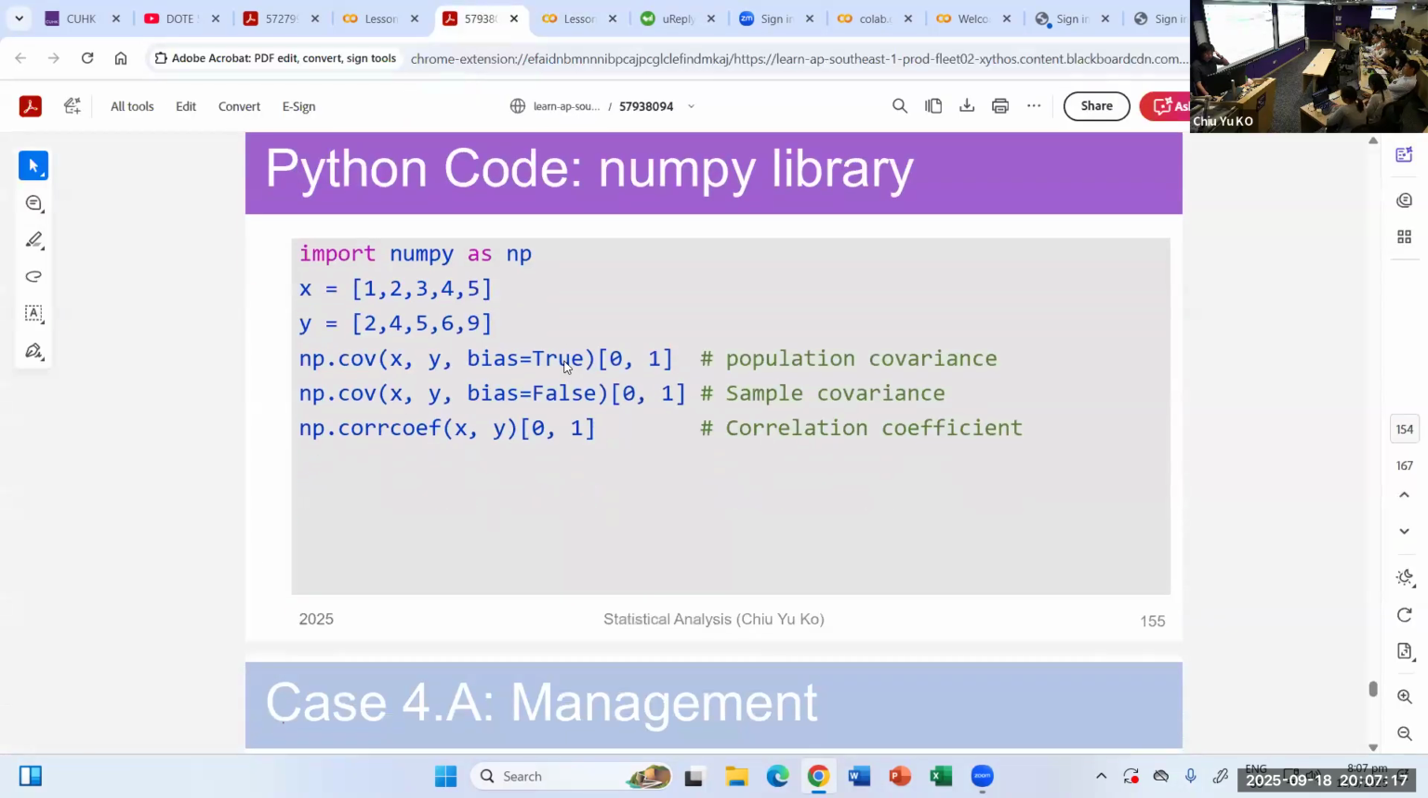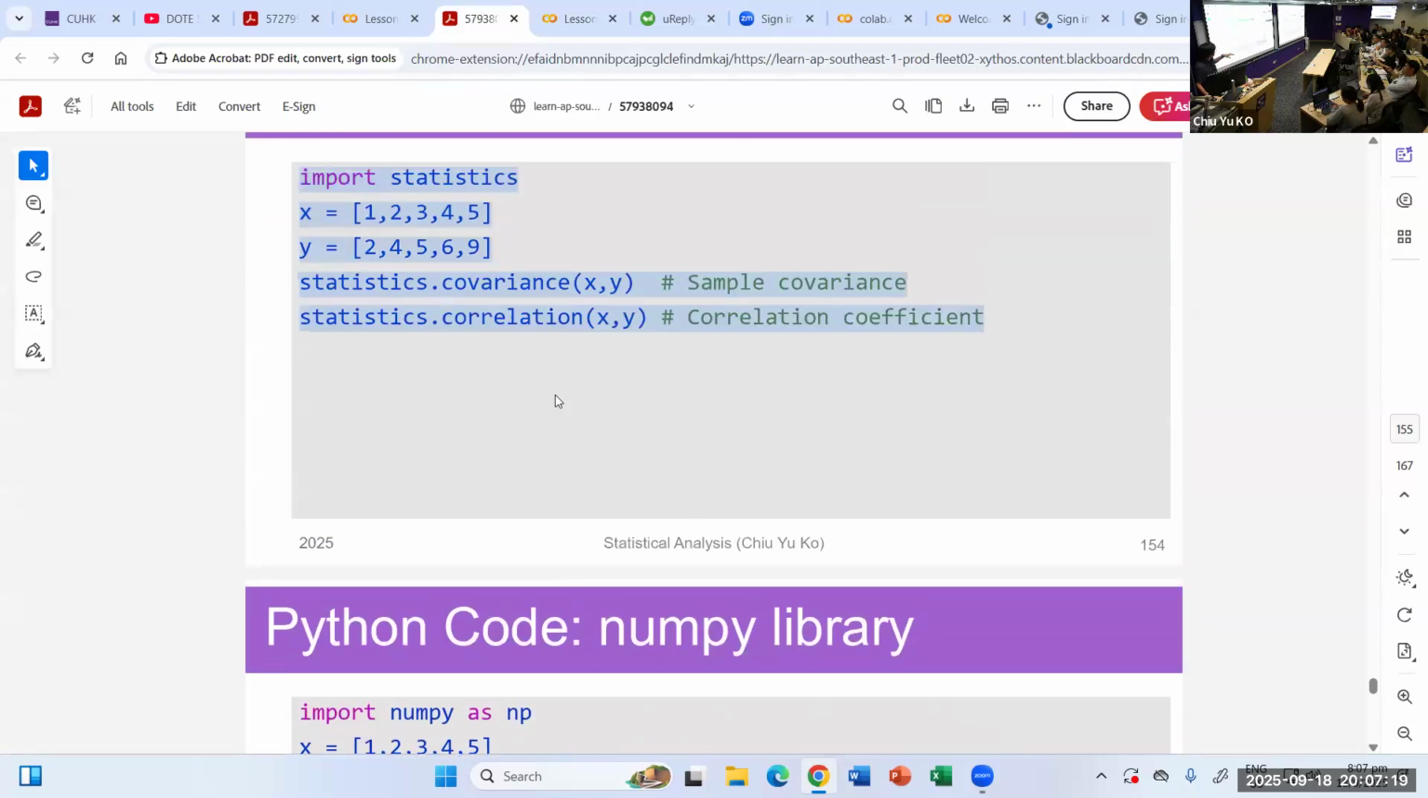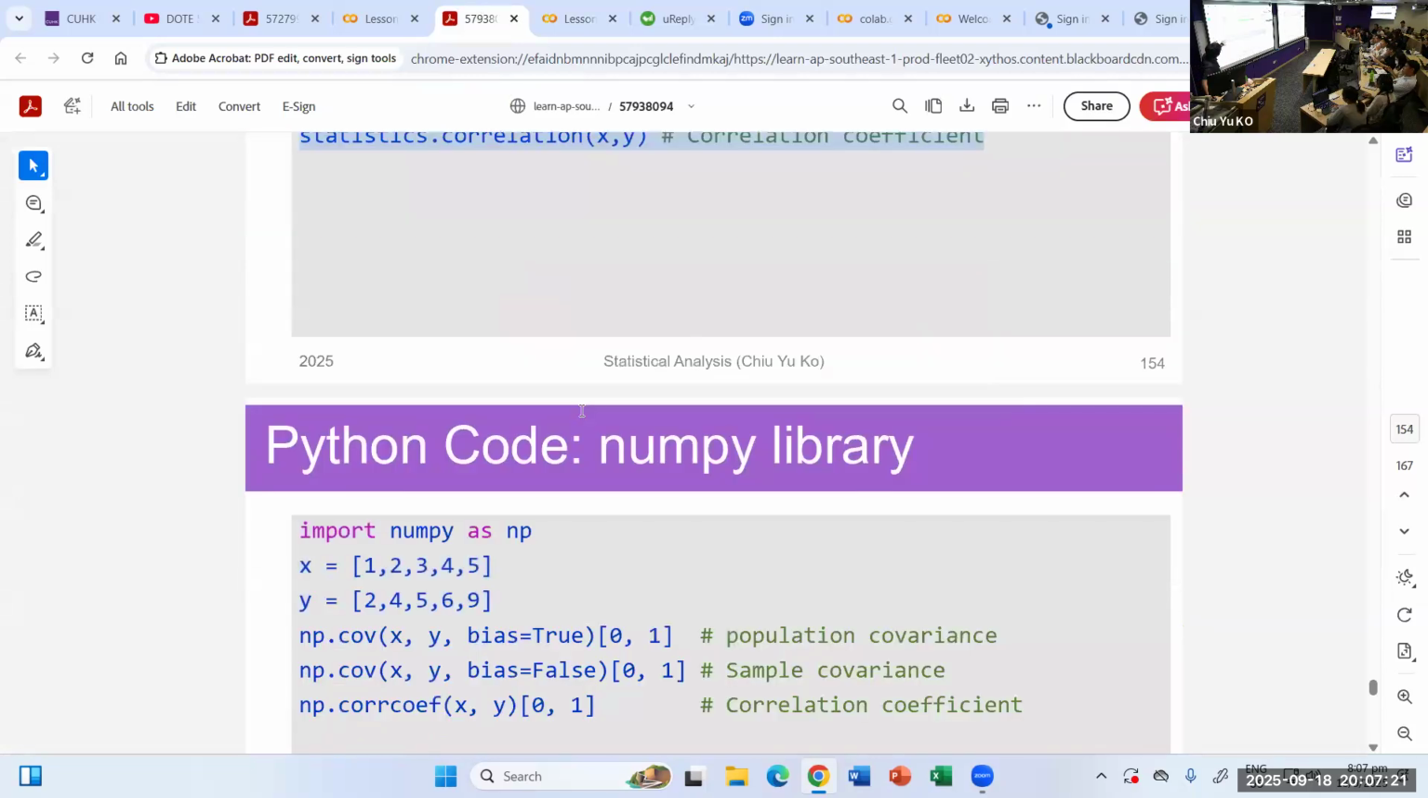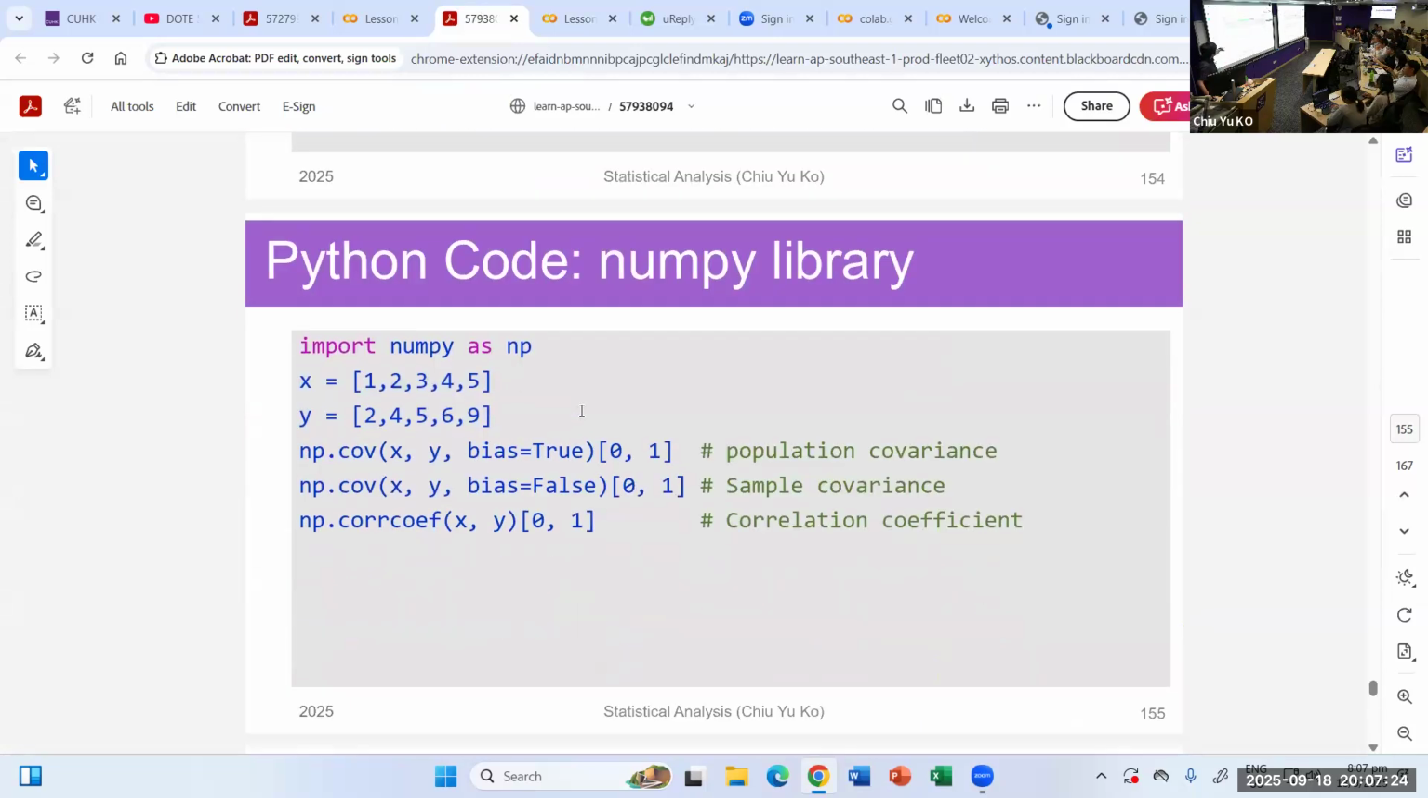Now, very often we don't want to use this because we want to use the other version. It's called the NumPy library. Okay, we do the same. Okay, and here you see the code.